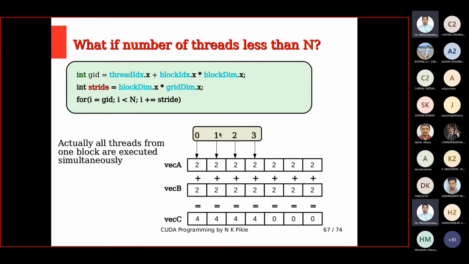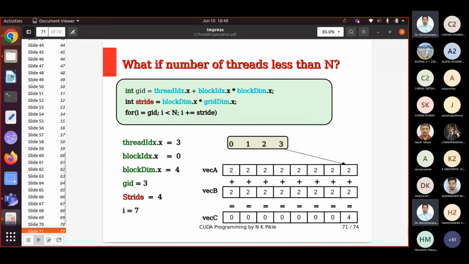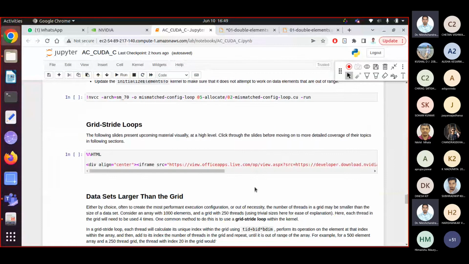In the same way, for every thread, if we add 4, the next job will be there. So if I add 1 plus 4, that will be 5. So in the next iteration, thread 1 will perform on the fifth element. Next, thread 2 will work on 2 plus 4, that is the 6th element, and so on. This is how it works when you have fewer threads and more data.